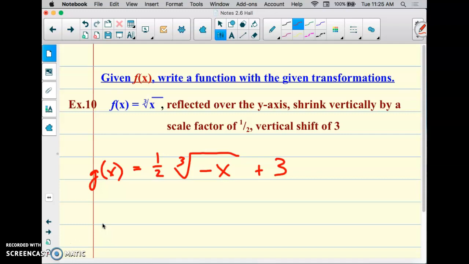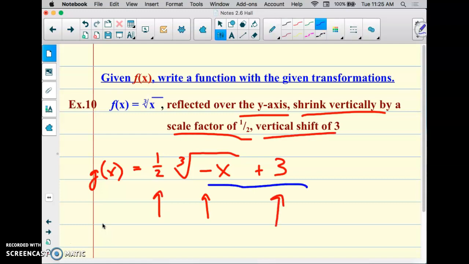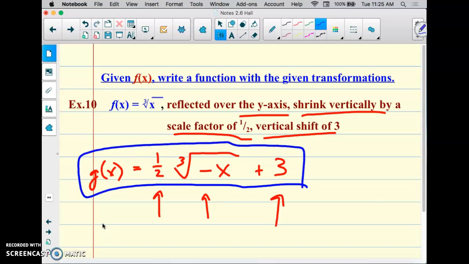So we took care of 3 things. Reflected over the y-axis, that was the negative. Shrink vertically by a scale factor of 1/2, that was right there, vertical, out front of everything. And vertical shift of 3, there's the plus 3, for a final function right there.